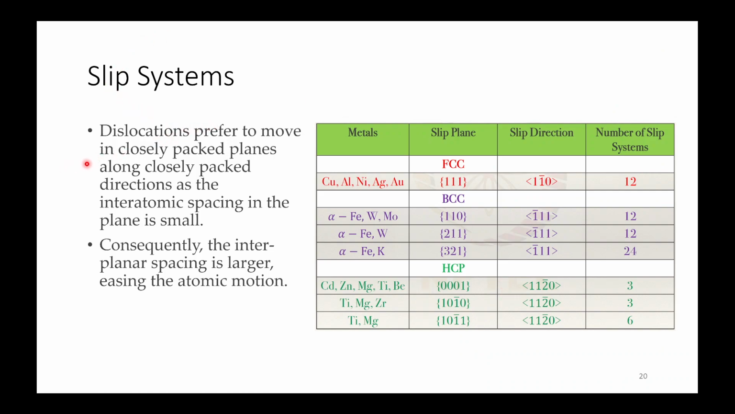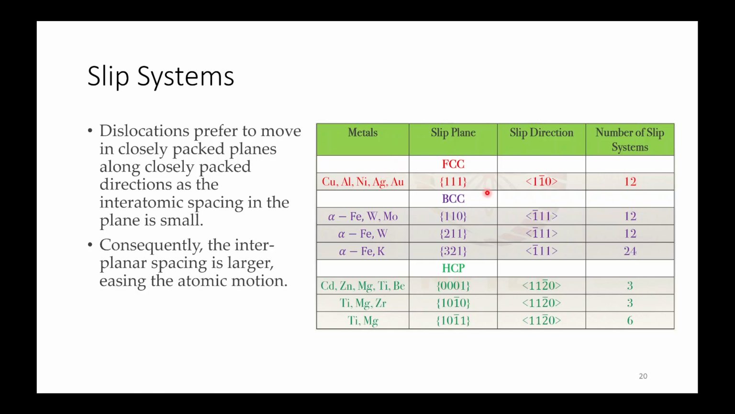Dislocations prefer to move in closely packed planes along closely packed directions, as the interatomic spacing in the plane is small. Consequently, the interplanar spacing is larger, easing the atomic motion. Now these are various slip planes and slip directions and their systems.